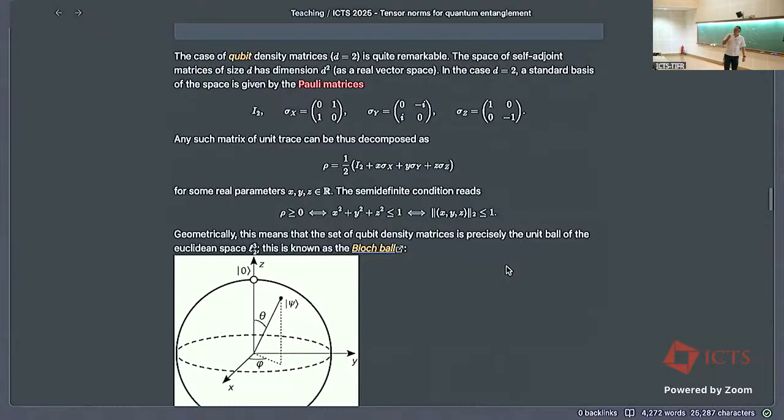And there is a small miracle happening in dimension 2: the condition that rho is positive semi-definite is equivalent to the 2 norm of my vector of coordinates being smaller than 1. And this is a very complicated way to introduce the Bloch ball.